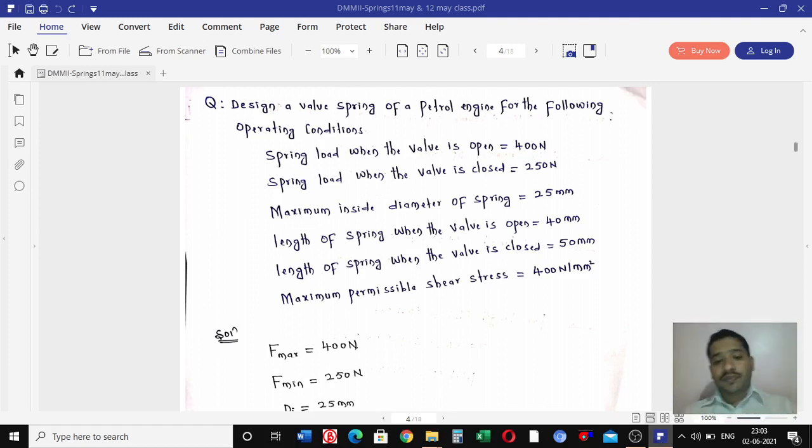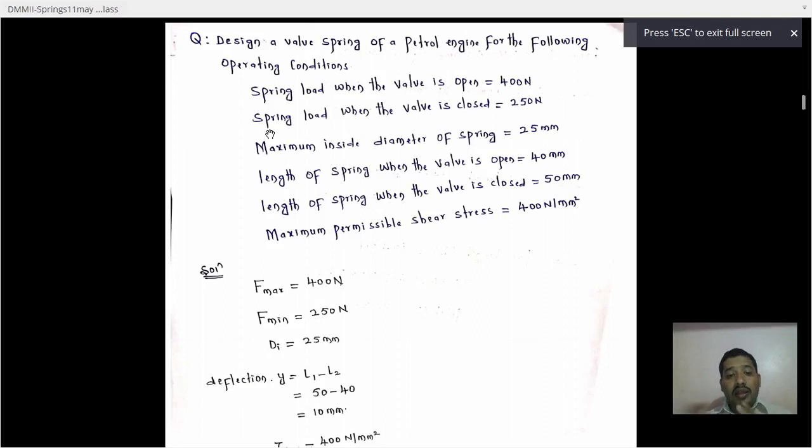So this means that the maximum load is acting on the spring when the valve is open. How much is given? The maximum load F max is given as 400 Newton. And the spring load when the valve is closed, so this means that the minimum load is acting on the spring, is given as F minimum equal to 250 Newton.